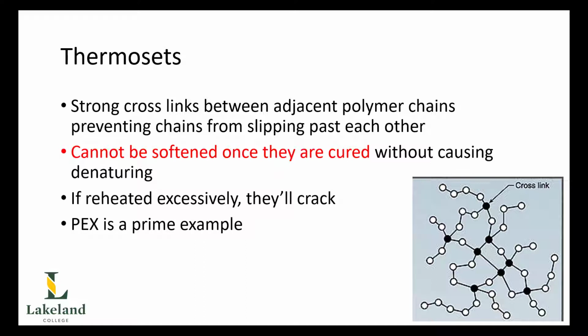Same idea. Now the idea of this is that we take these long chains of molecules and they form very strong cross links between the chains, which basically prevent one chain from slipping past another. What that means for our material is that once these things have been cured and hardened, they can't be softened by heating. If they are heated, then they will end up cracking. So we can't exceed the temperature rating on these things. Most thermosets are generally limited to around 90 degrees C. We can't go any more than that.